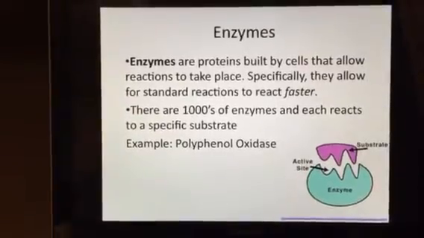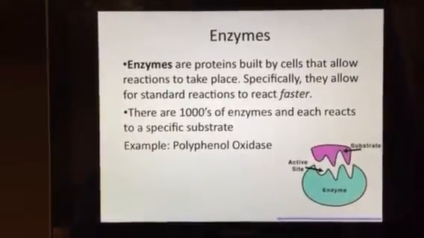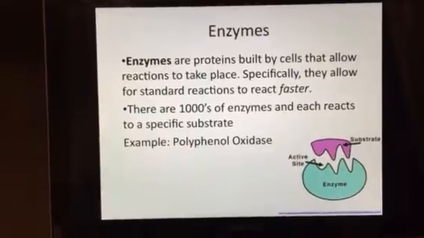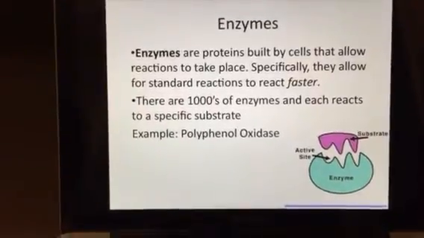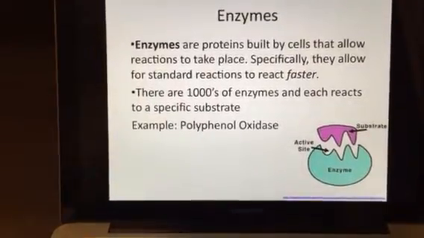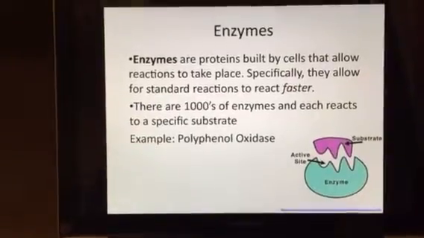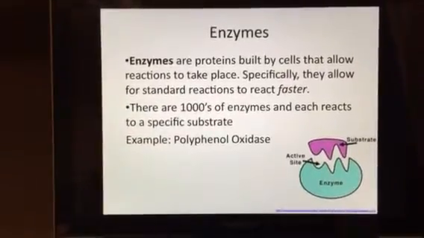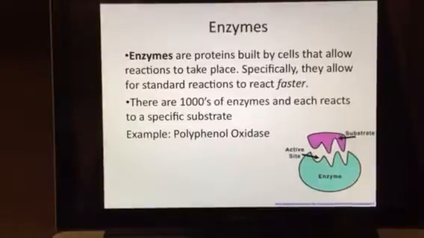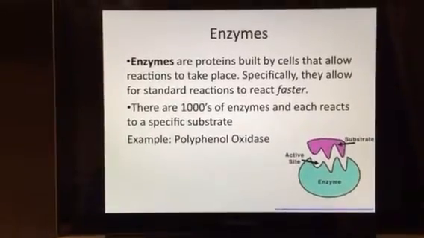Specifically, they allow for a standard reaction to go ahead and react faster. This is called a catalytic reaction. There are thousands of enzymes, and each enzyme reacts to a very specific substrate. The one that we're going to talk about with food today is polyphenol oxidase. Now, polyphenol oxidase is found in many different fruits and vegetables.